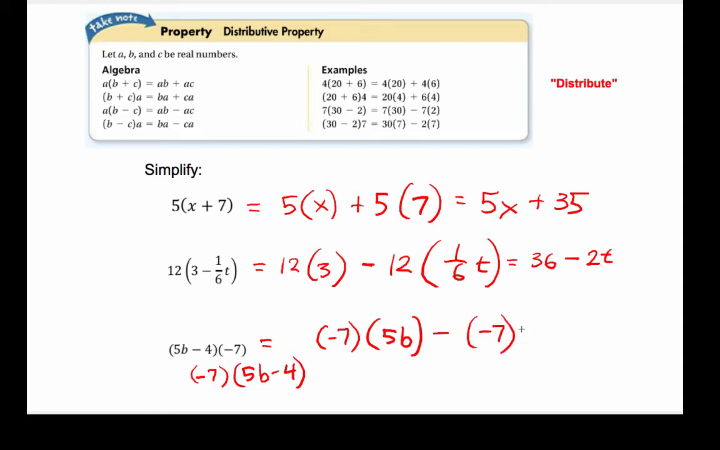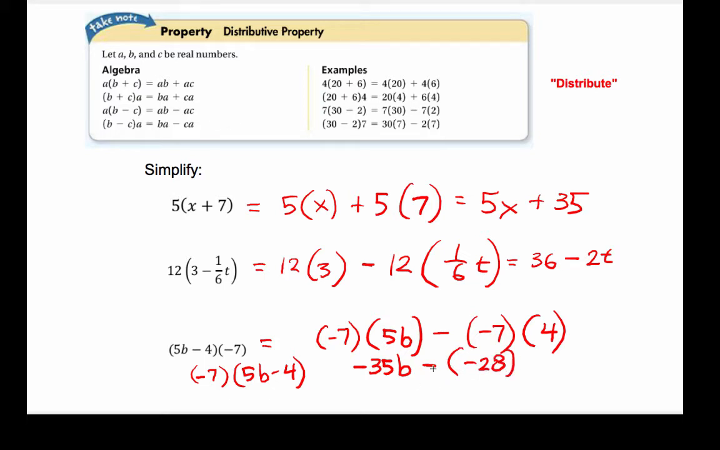-7 and 4. We have to be a little careful with our signs here. When we're distributing negative signs and we have subtraction in here, we have to be a little careful. So I suggest doing it the way that I've just done it here. Negative 7 times 5b is negative 35b. I have a subtraction sign. Negative 7 times 4 is negative 28.